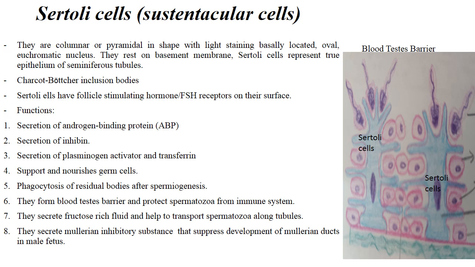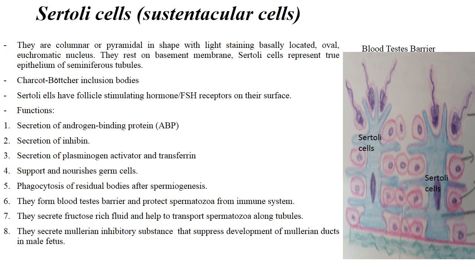Now, within the basal cytoplasm of the Sertoli cells, we have a few inclusion bodies. They are known as Charcot-Boucher's inclusion bodies, and they consist of microfilaments. Then the Sertoli cells form a junctional complex which gives rise to the blood-testis barrier, which isolates the haploid germ cells from the immune system.